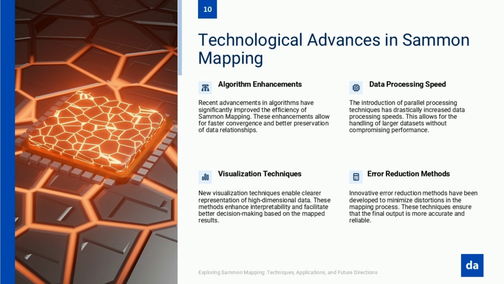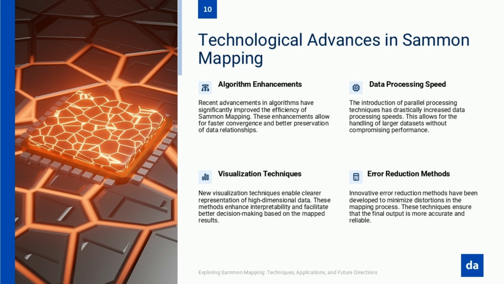With improved computational power and algorithmic efficiency, Sammon mapping is now being used in real-time systems, from fraud detection in finance to anomaly detection in cybersecurity. The ability to quickly reduce dimensionality while maintaining relationships between data points is proving invaluable in high-stakes decision-making environments.